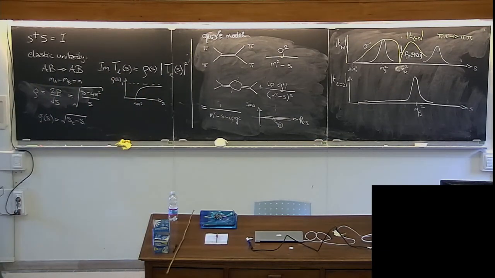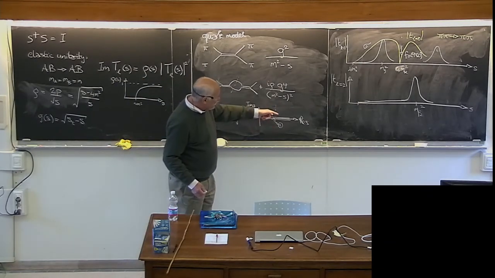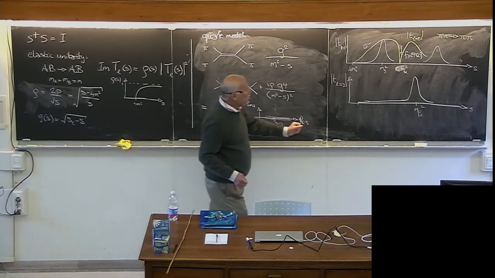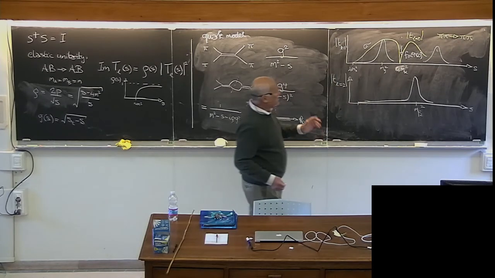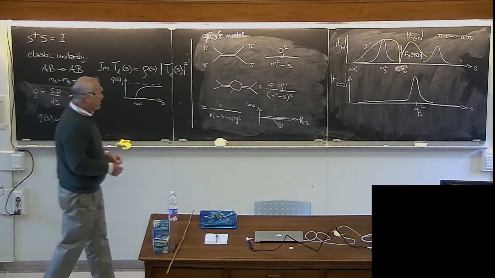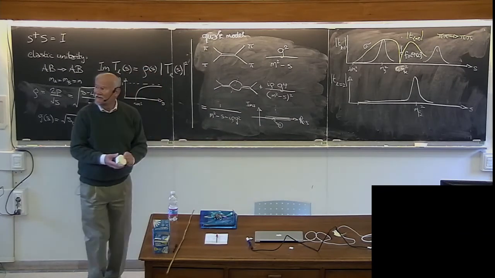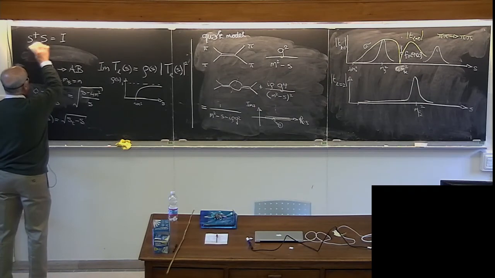But if you have an S-wave resonance, then there is no threshold suppression, and the pole can move a very long way from where the quark model has it. And so that's how you can get a very broad state, one that decays very, very rapidly. Okay, now let's try to go beyond elastic unitarity.